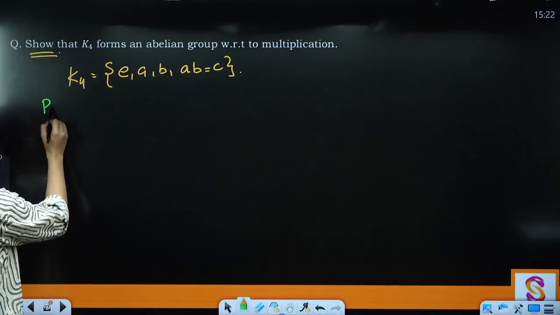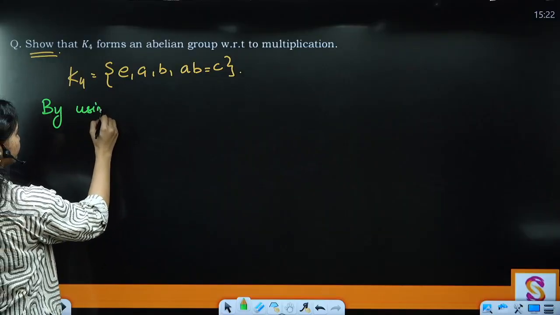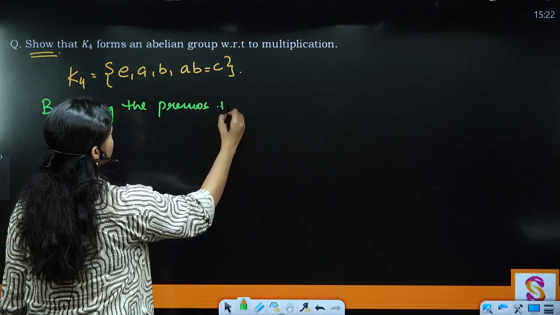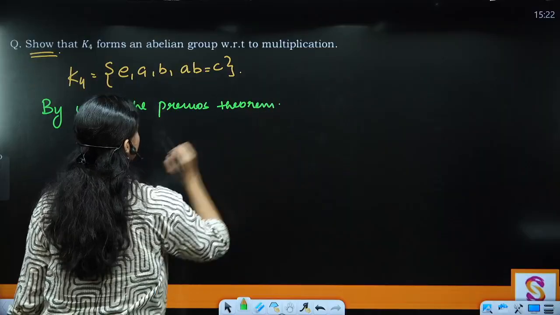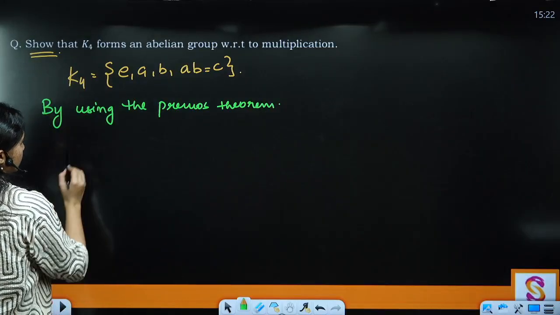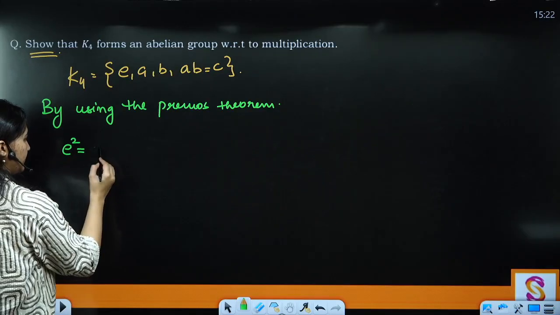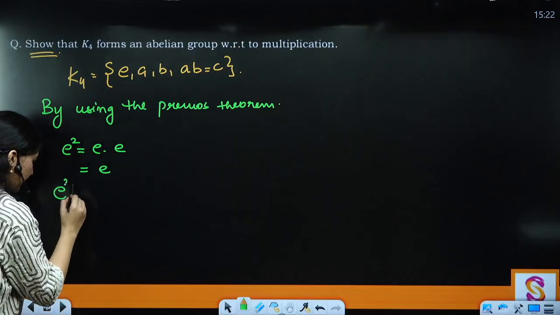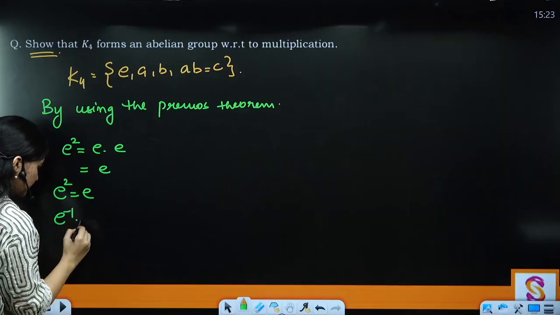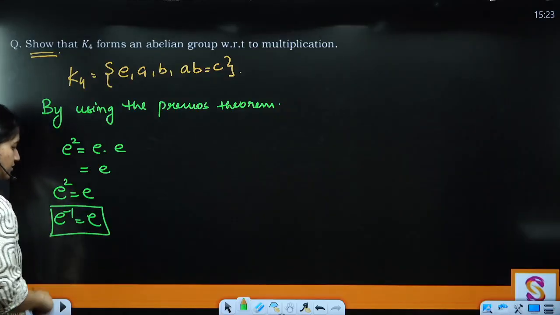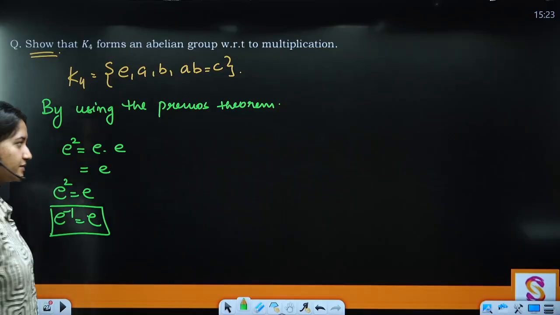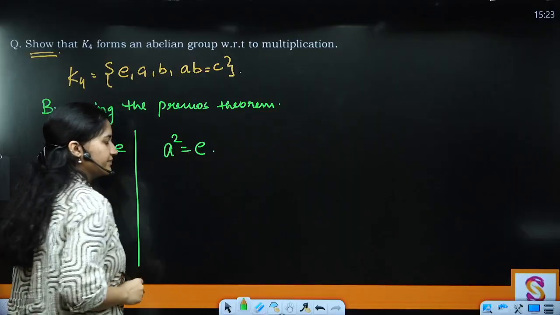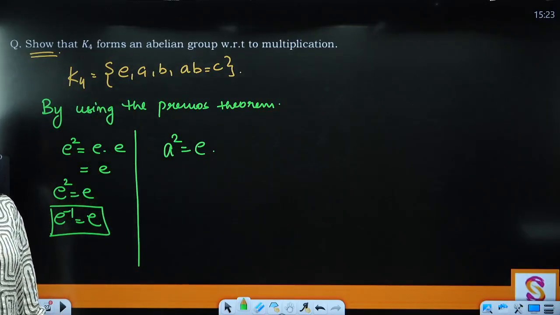By using the previous theorem, E square equals E dot E, which is nothing but E, right? Now E square equals E. That means E inverse equals E. So the first element is what? Self inverse. Now for the second element, I know that A square equals E. This is the property of the group. The elements are like that only.